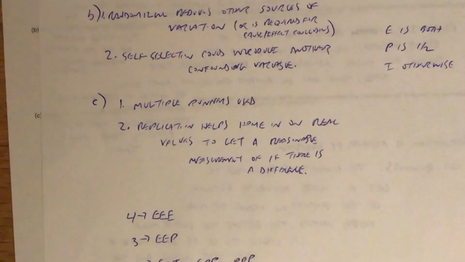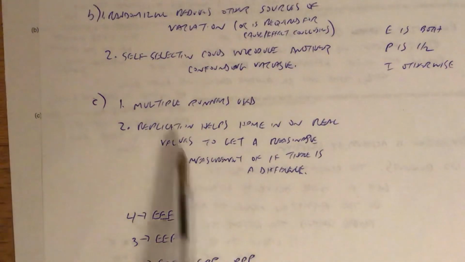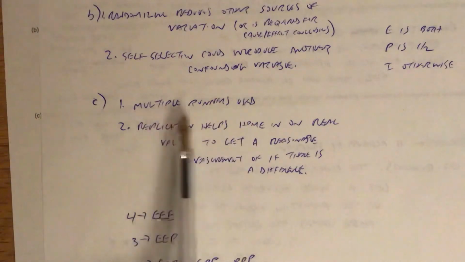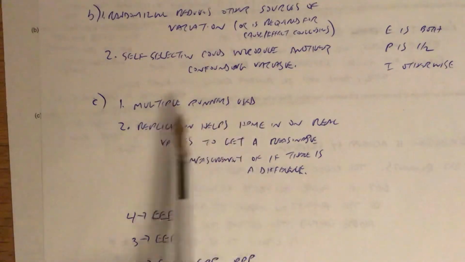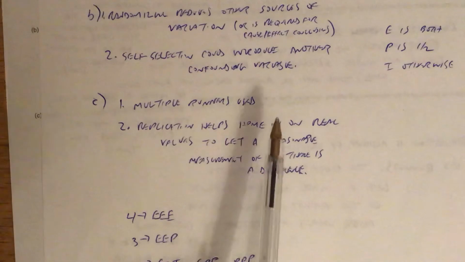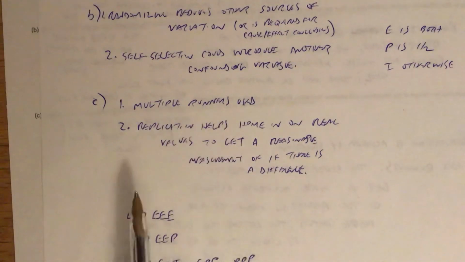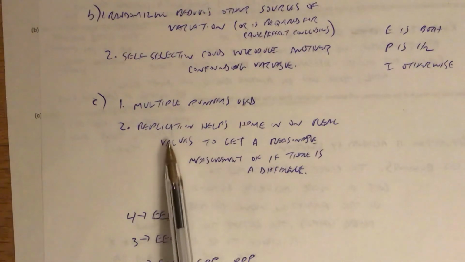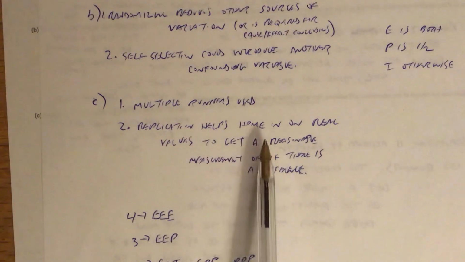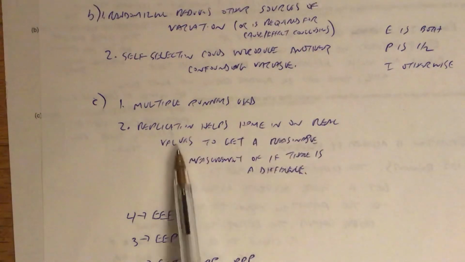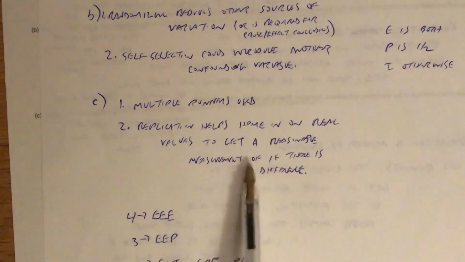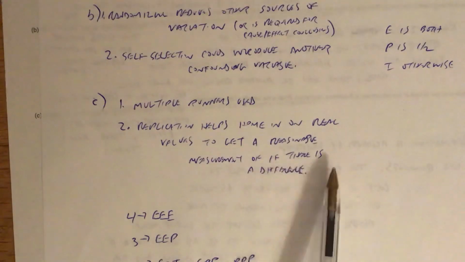So identifying the replication, saying something about 100 runners were used, or 50 in every group, or that they did it to many people, that's the replication component. And then the reason why, basically replication helps home in on the values to get a reasonable measurement of if there's a difference or not.